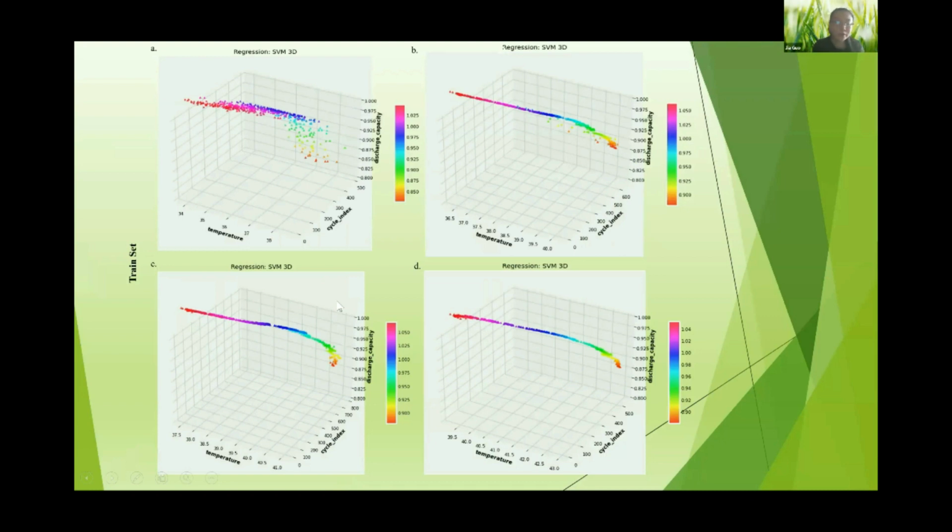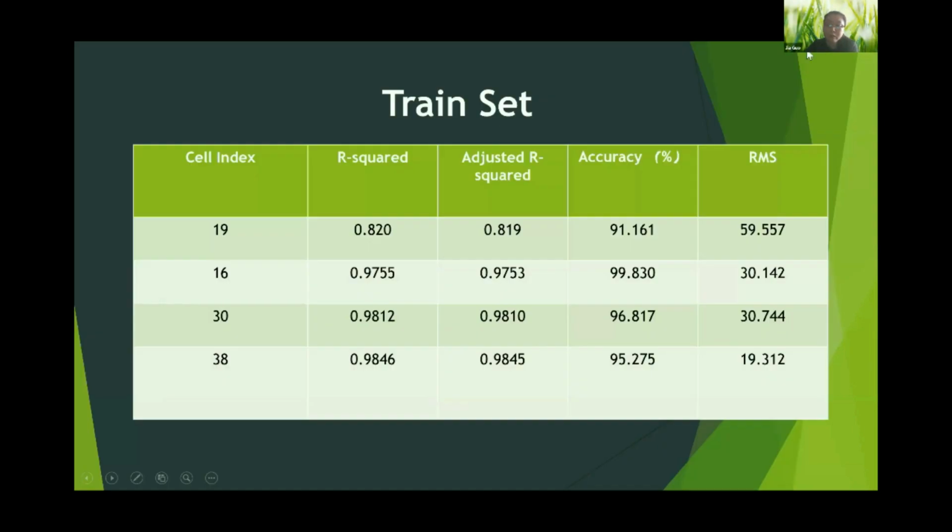And then we use two other models to predict or forecast the longevity of the cells. The first one is SVM. We use 3D to illustrate how we do that, with the color spectrum. Finally, we got a comparatively good result in accuracy percentage. To our amazement, the R-square and adjusted R-square have been greatly improved.